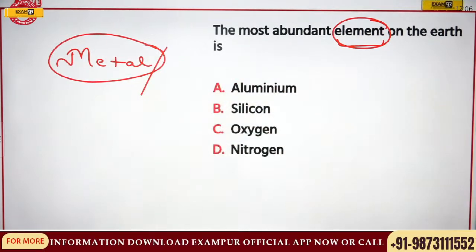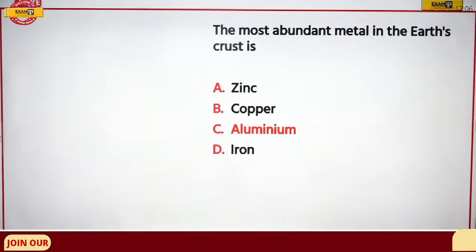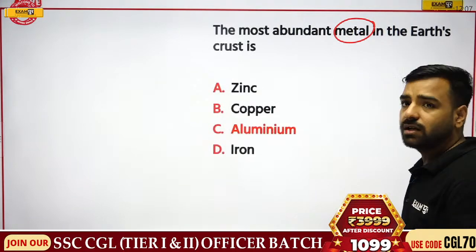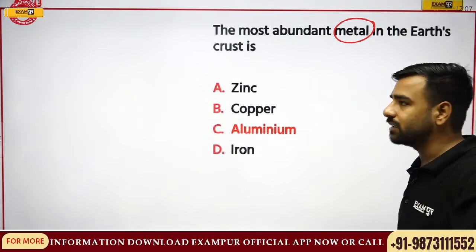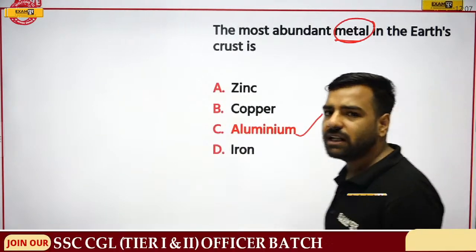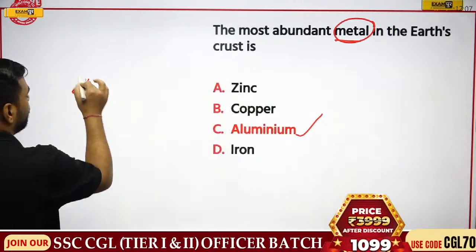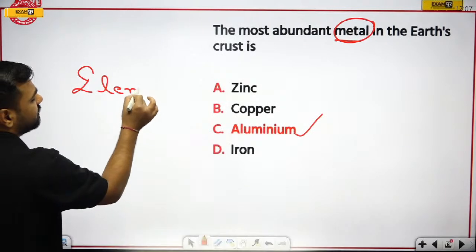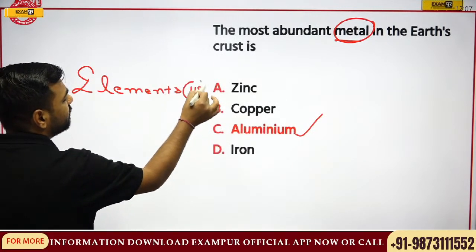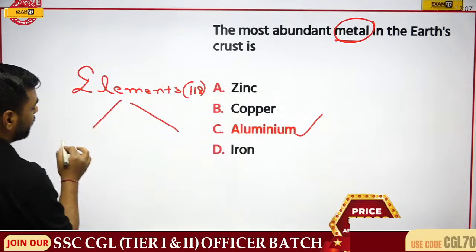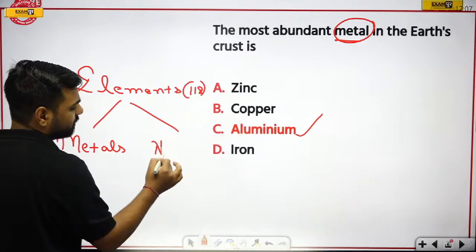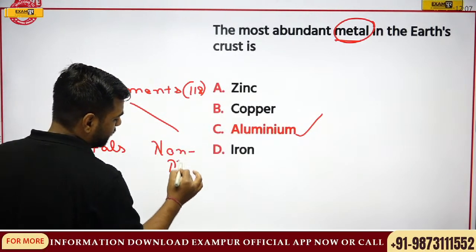Let's go back to the previous question first. The previously asked question was, the most abundant metal in the earth crust is what? So the most abundant metal in the earth crust was aluminium. Now let me tell you about metal. We were discussing elements, right? How many are they? They were 118 in the modern periodic table. So they are actually classified into metals, non-metals, and obviously metalloids.